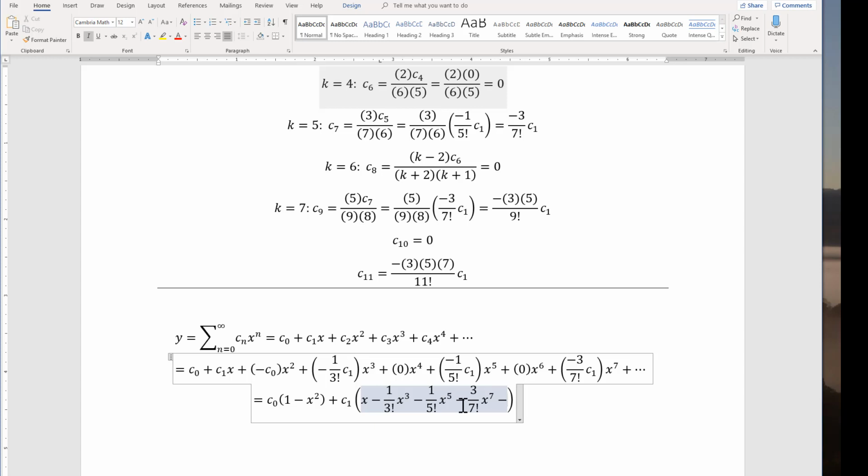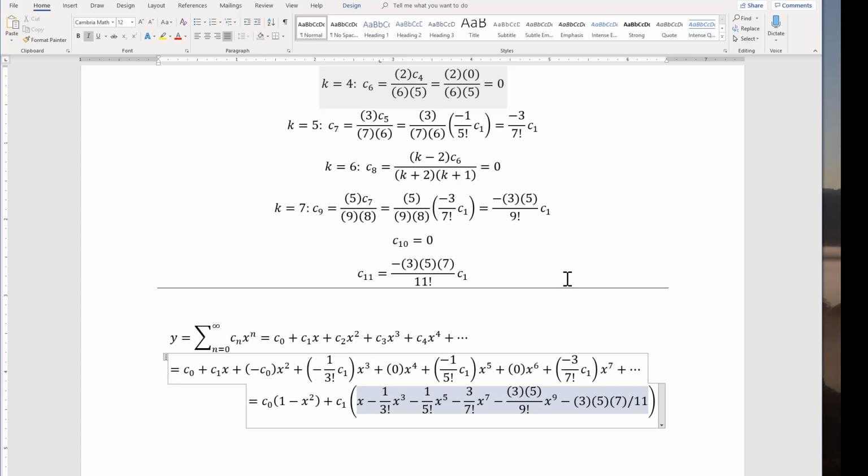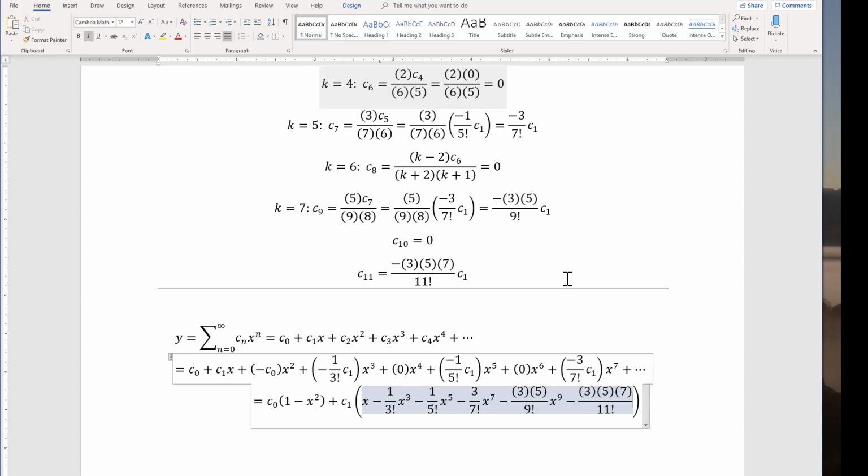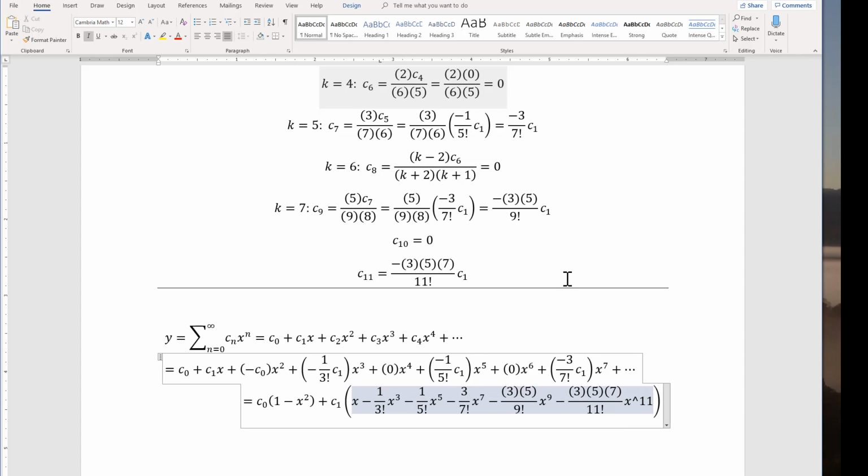Minus, and if I were to keep going, the next term is the 9th term, so minus 3 times 5 divided by 9 factorial times x to the 9th. Minus, if we go one more, 3 times 5 times 7 divided by 11 factorial x to the 11th power.